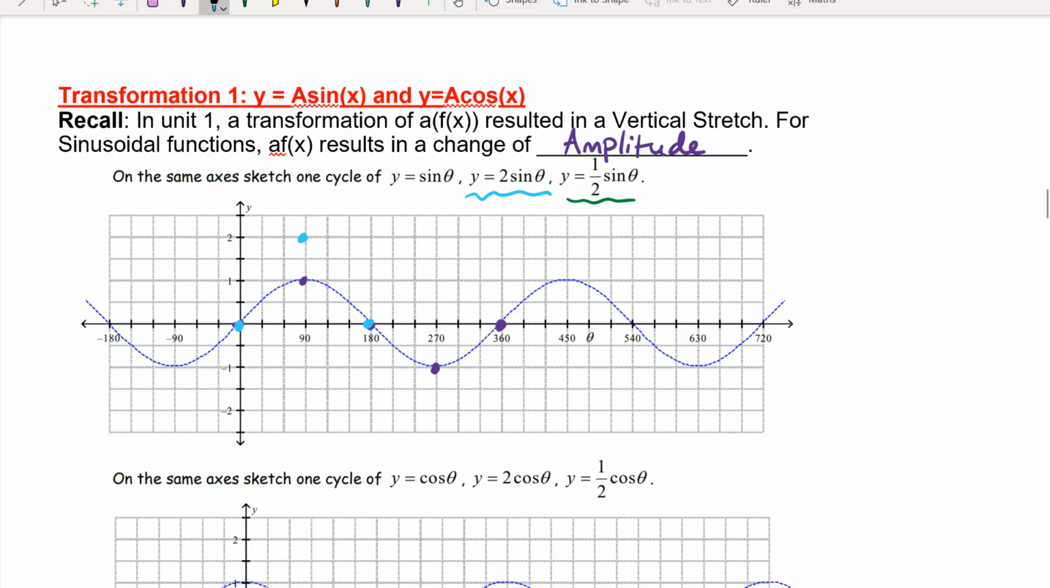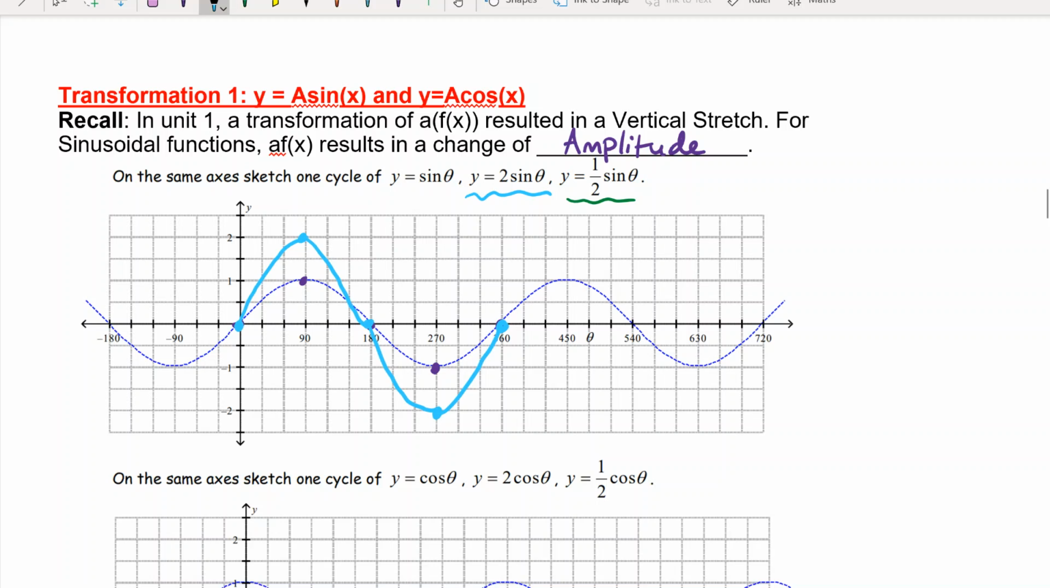At 270, I'm at negative 1. Negative 1 times 2 is negative 2. And then I'm back to 0. 0 times 2 is 0. So now that I have my 5 points, I can graph my curve. So I'm just graphing the curve to reach those points. And here we can see that the amplitude of this new function, this vertically stretched function, is now 2 instead of where it was before. It was just 1. So my amplitude before was 1 and now it's 2.